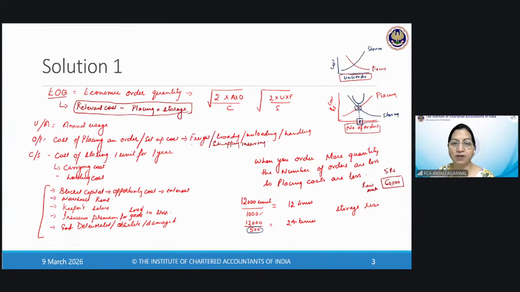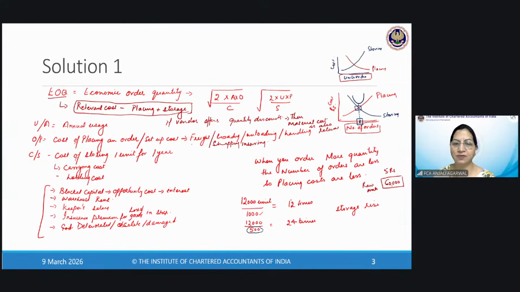This material cost will also become relevant if the vendor gives discounts. If the vendor offers quantity discounts, like he says, if you buy 12,000 units altogether, I'll charge you 4.5 rupees.